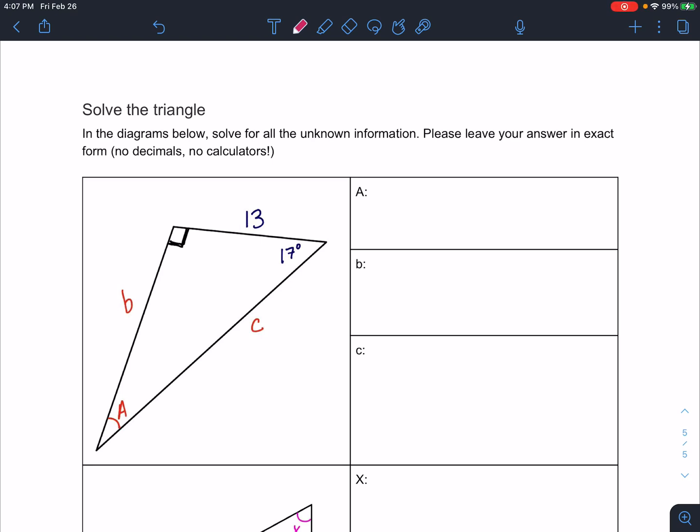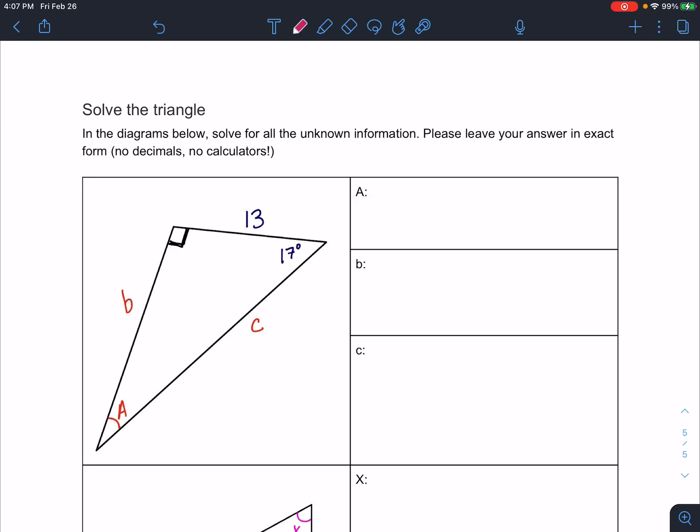Last but not least, we're going to solve for all of the unknowns that are in this triangle. We're going to do it without any calculators, so everything is going to be our exact answers. Up first, we are solving for a missing angle. I'm solving for a missing angle here.